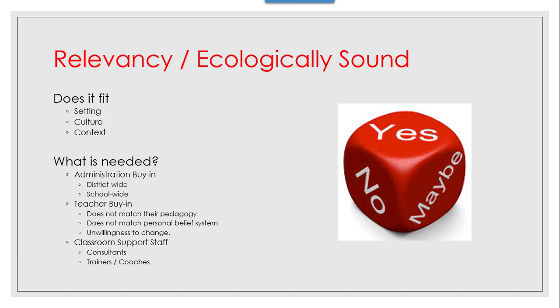So what is needed for relevancy is not just, is this something that somebody can do? It's, do you have buy-in? Is the person who you're expecting to put the intervention in place, are they willing to? Do they like it? Do they think it matches what their beliefs are? Are they willing to make any kind of change in order to make this intervention work? And then, you know, are you going to require all these things?